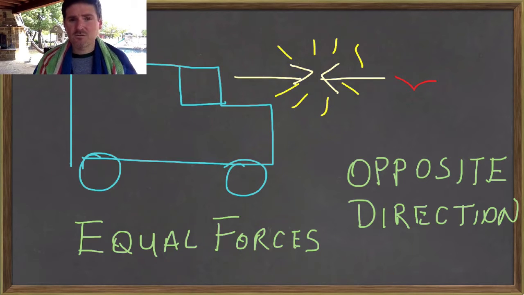So even though there's a big change in the motion of the bug after they collide, the bug's going to be a little wet spot on the windshield. The force that the truck felt is the same force that the bug felt.